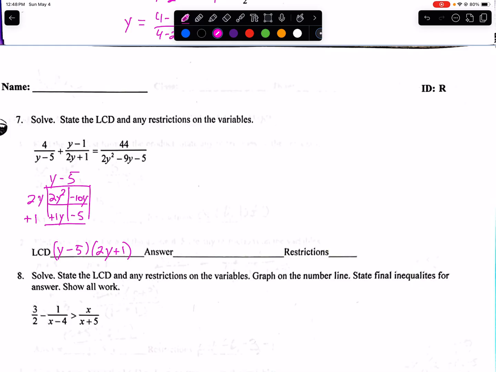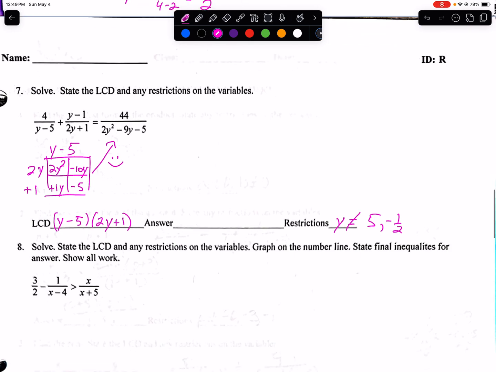And then that would mean that your restrictions are y can't equal 5, and then y can't equal negative 1/2. You can do that in your head. Just say yes, and do it. Show it out on the test.